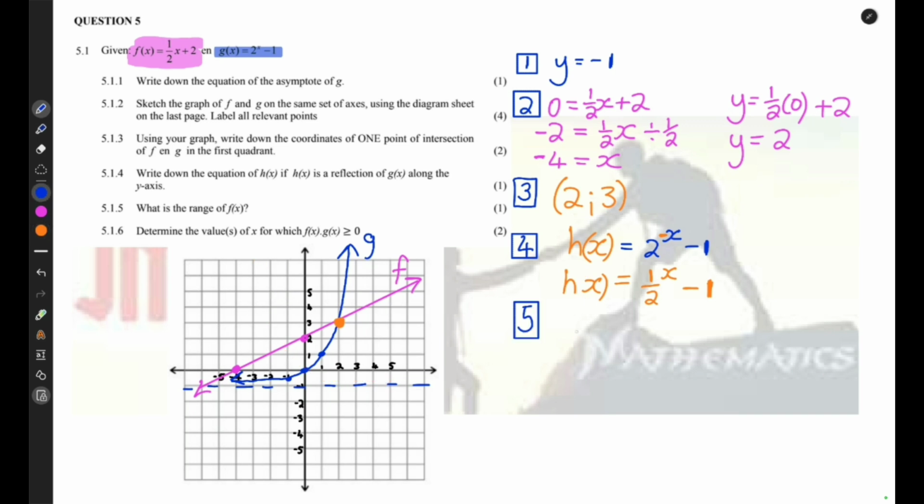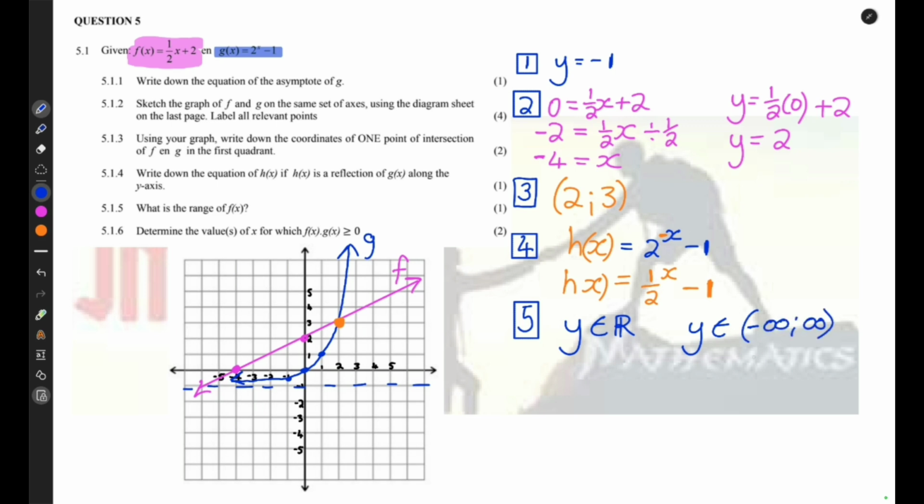Question 5. What is the range of f, the pink one? Okay, if it is a straight line, the range will always be y is an element of real numbers. You can also write it as y is an element of minus infinity to positive infinity.